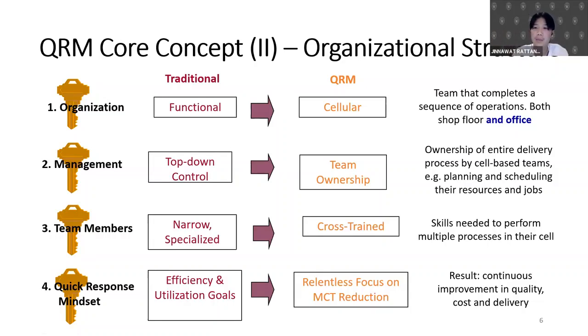But in QRM, we have to cross train the worker. So if we miss some of the people, we can use other people to do the job. So the skill needed to cross train is the skill needed to perform multiple processes in the cell.